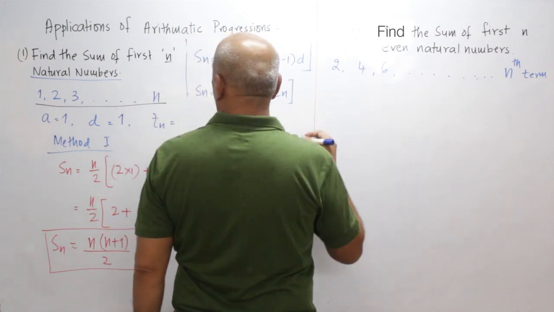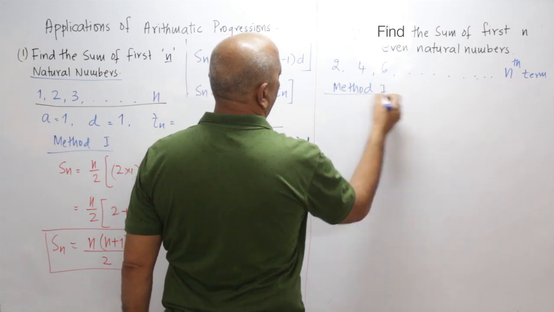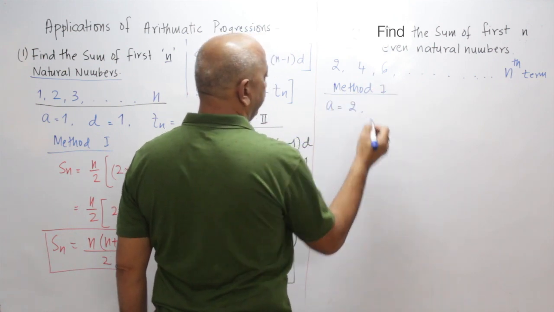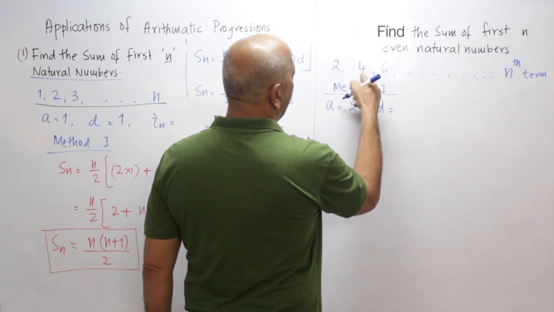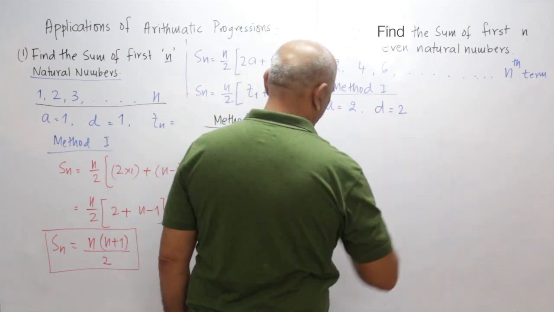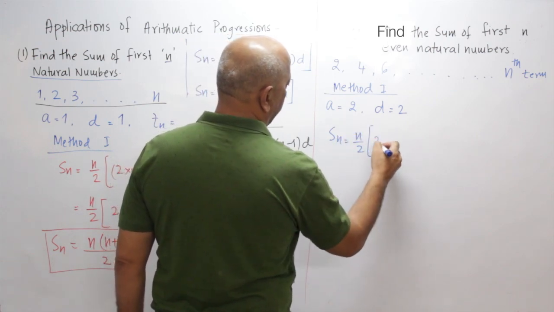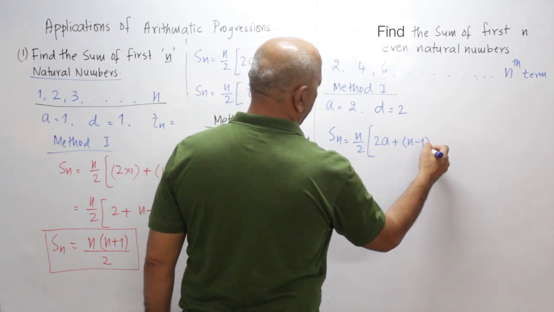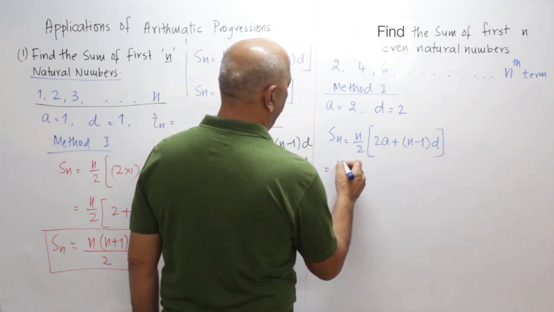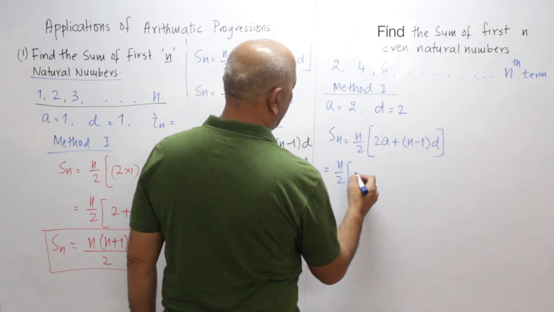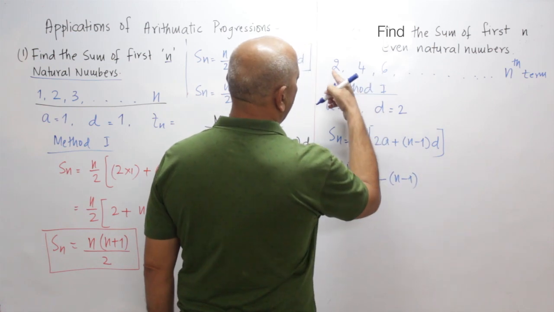So we can do it by method 1. We know method 1. First term a is equal to 2. The common difference d is equal to 4 minus 2, that is equal to 2, or 6 minus 4 is equal to 2. So Sn is equal to n by 2 into bracket 2a plus n minus 1 d. So we get n by 2, a is equal to 2, so 2 into 2, that is 4, plus n minus 1, and d is the common difference 2.